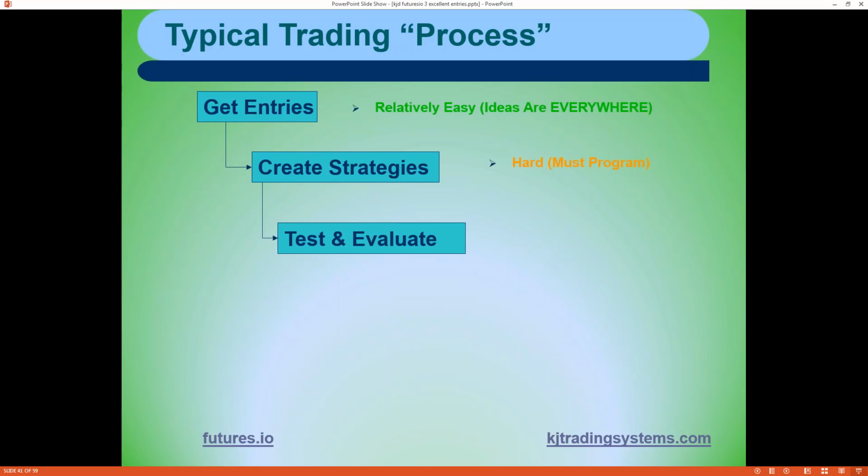But the toughest part is going to be testing and evaluating. How do you test without over-optimizing? How do you test without curve fitting?